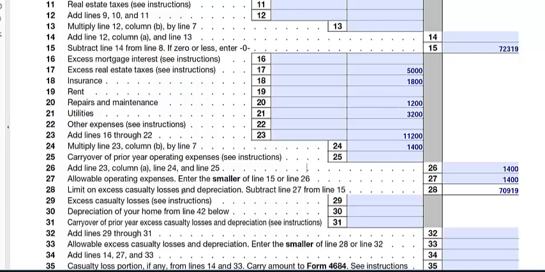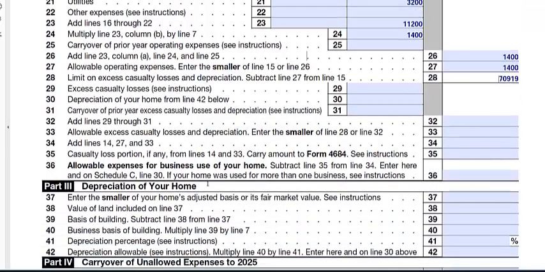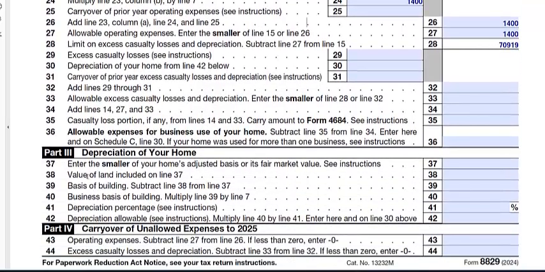We don't have any casualty losses, so we're going to skip line 29, and we're going to calculate the depreciation on the home office. To do that, it says we need to go to line 42 below. So we'll start to complete part 3 here. Enter the smaller of your home's adjusted basis, that was $200,000, or its fair market value, $250,000. So we're going to put the lower of the two, $200,000.